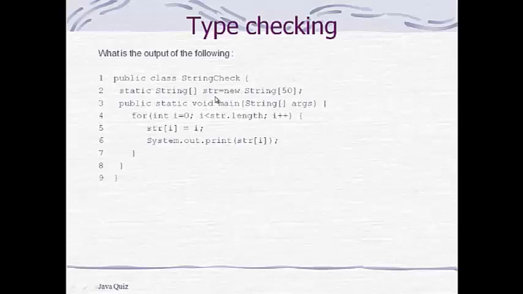We have declared a string array str of 50 size, and in a for loop from 0 to str.length, that is 50, i plus plus increment, we are initializing this string array and we are printing each of them.